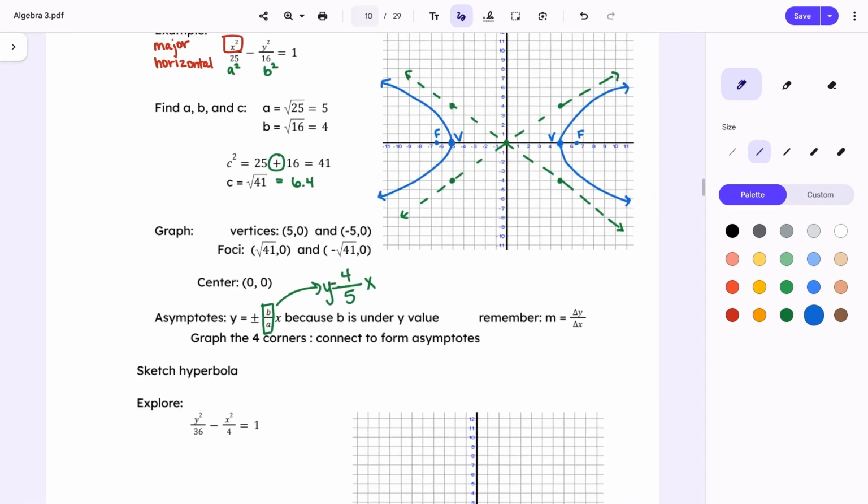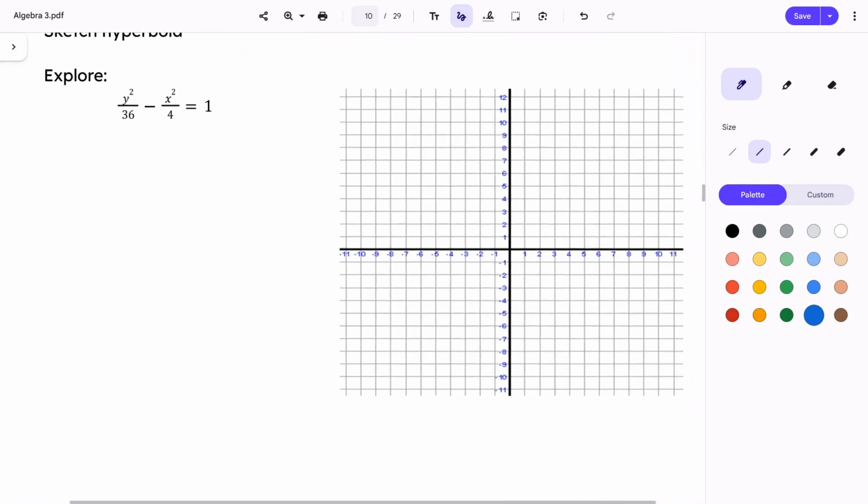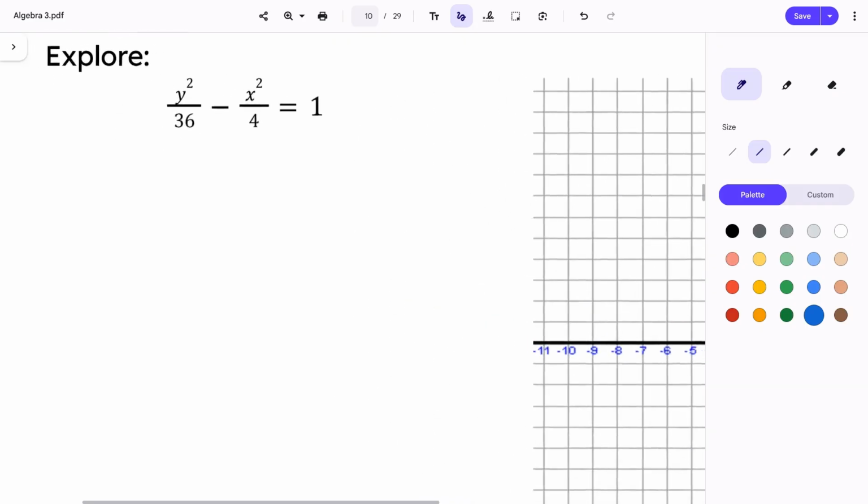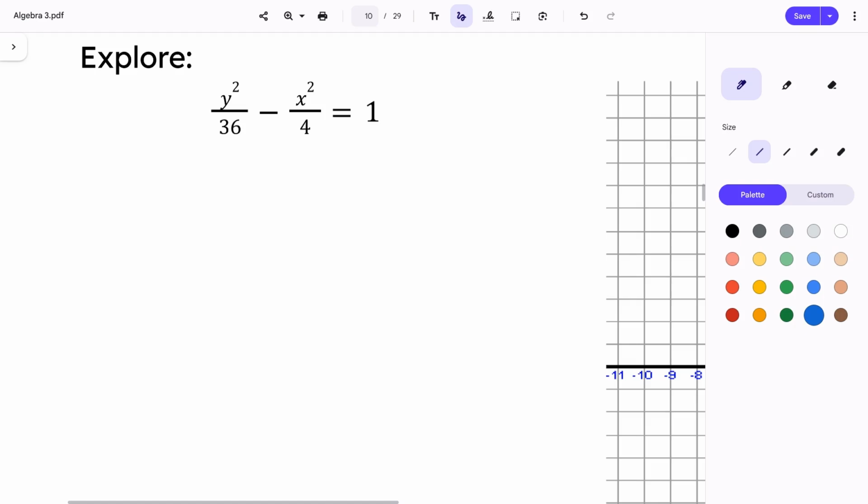Okay, so let's do another one. This one we're going to just start from scratch. That last one kind of gave us some guiding points here for us. This one we're going to do it all. So let's first just kind of look at the equation. We'll get to the graph in just a second.